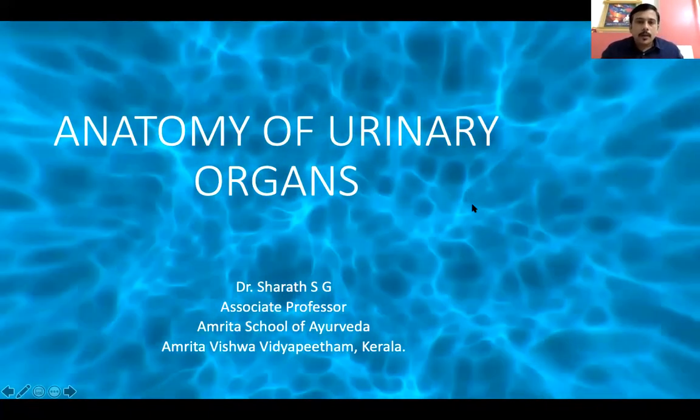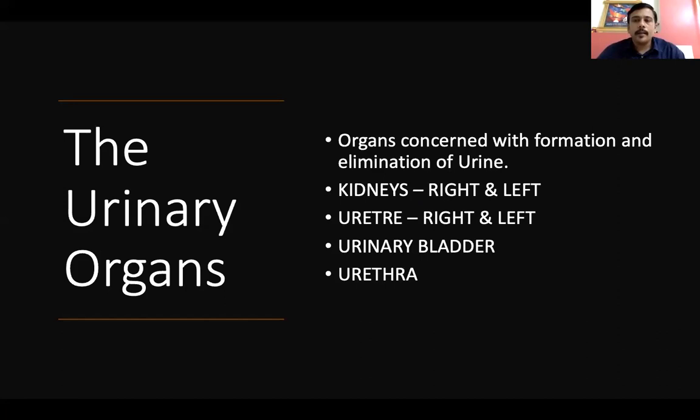The urinary organs include mainly the organs which are involved in the formation as well as the elimination of urine. As the name says, we'll concentrate only on those aspects of the organs which are involved in the formation and excretion of urine. Of course, the kidneys have enormous other physiological functions, but let's not deal much with the physiology here. We'll discuss only the anatomical aspect of the organs.